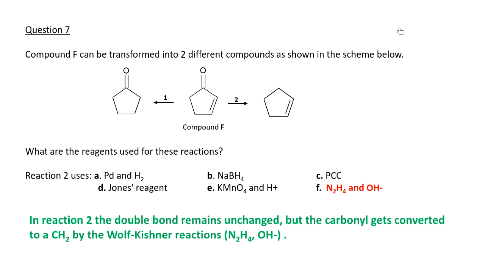By the way, if you say "wolf" on an exam, it's not correct. There's no "wolf one." You need to learn the correct names. So it's Wolff-Kishner and it's Clemmensen. Okay, so that was question 7. Let's move on.